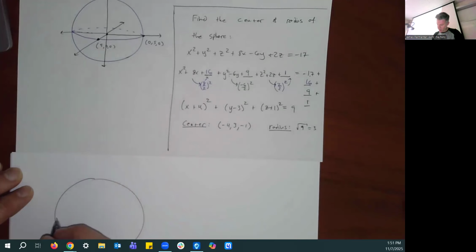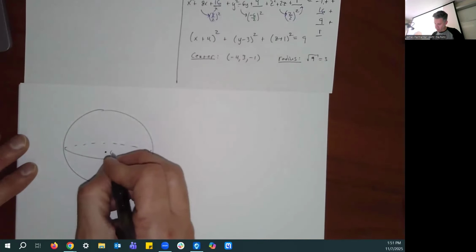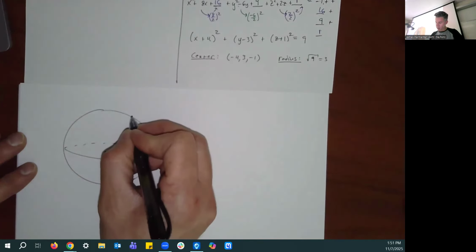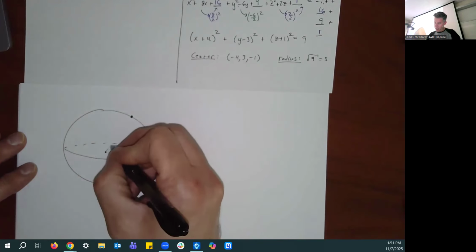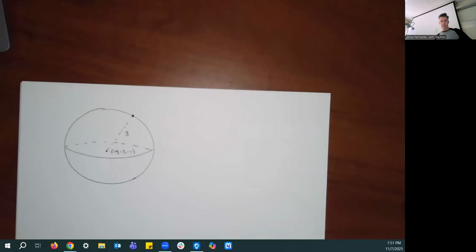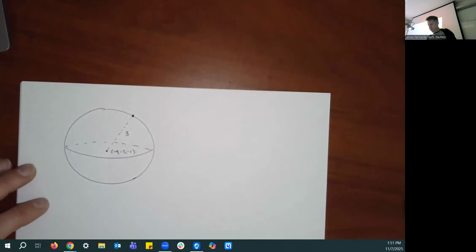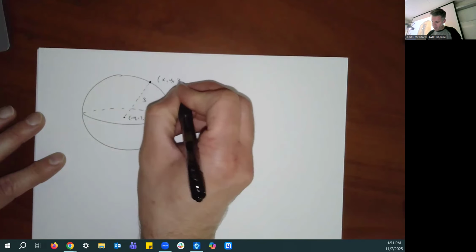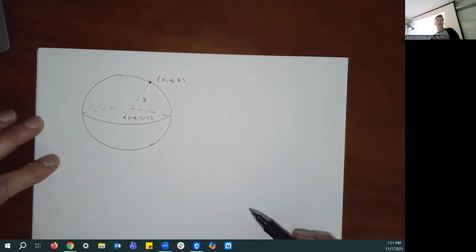Here's my sphere. I'm not trying to draw it on the coordinate axis system because I don't really need to. But I do know that my center is -4, +3, -1. Any other point on this sphere has to be a distance of 3 from the center. So like this point here, the distance between that point and that point is 3.